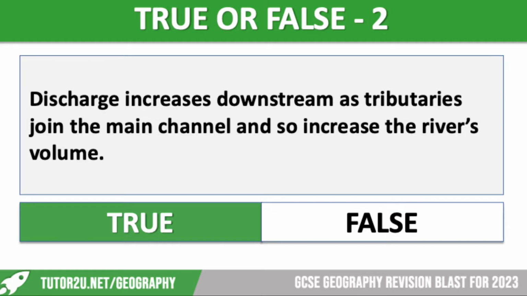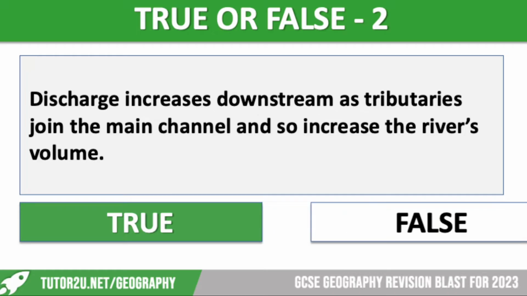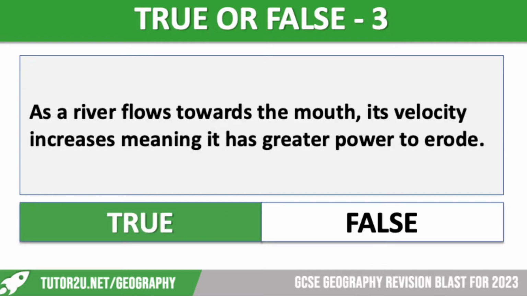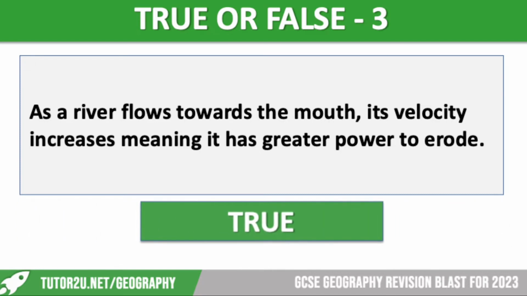Discharge increases downstream as tributaries join the main channel, and so it increases the river's volume. Is this true or false? Just going to give you a moment to think about that statement. Let's reveal. It is true. As a river flows towards a mouth, its velocity increases, meaning it has greater power to erode. Is this true or false? Let's reveal. It is true.